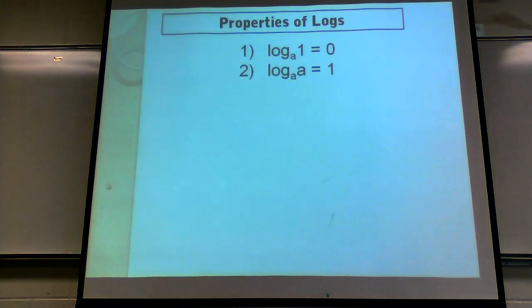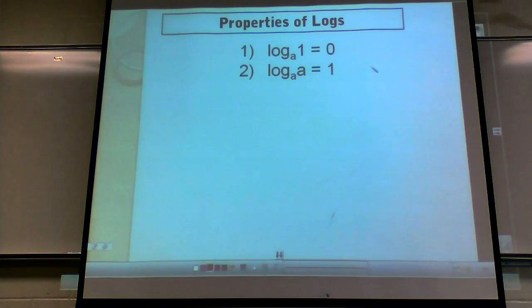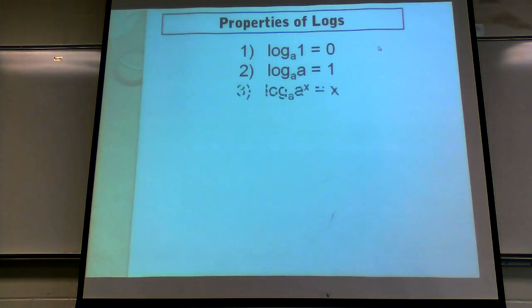All right, next thing would be that if the base and the number you have right here are exactly the same, this always evaluates to 1. If I wrote this as exponents, this would be a to the 1st power, and anything raised to the 1st power is exactly the same as whatever it is. Just remember that.